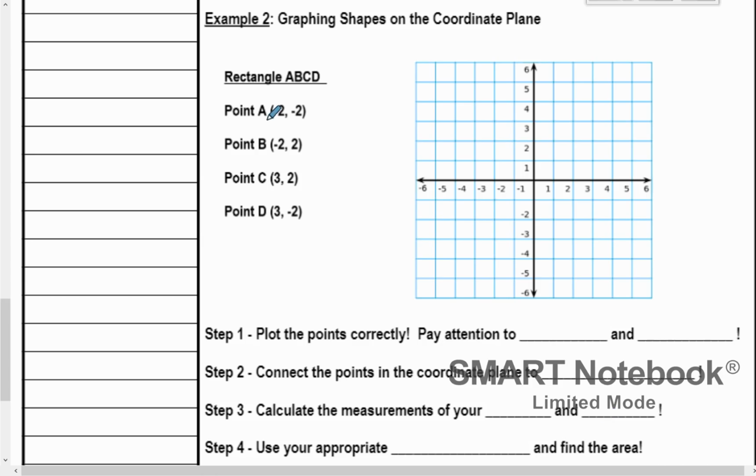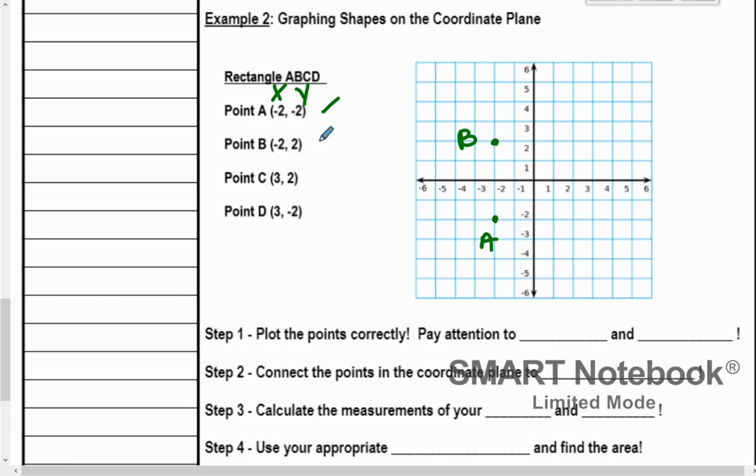So here we have point A is -2, -2. So we want -2 on the x-axis and -2 on the y-axis. So I want to go over to -2, down to -2. I'm going to label that A because that's point A. Then I'm going to do point B, which is -2. So I go on the x-axis to -2, and then up to +2. That's going to be my point B.